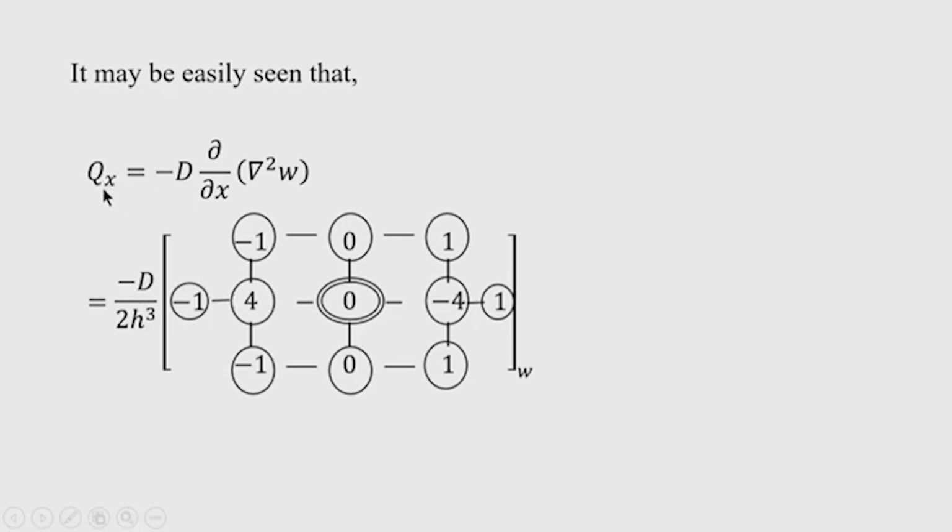shearing force Qx as minus D divided by 2h cube, bracket minus 1, 0, 1. Then in the horizontal line you are getting minus 1, 4, 0, minus 4, 1, minus 1, 0, 1. One thing you can also note here is that the shearing force involves the odd derivatives. So, you are getting an antisymmetric term. Here it is minus 4, here it is plus 4, here it is plus 1, here it is minus 1. So, you are getting an antisymmetric term.